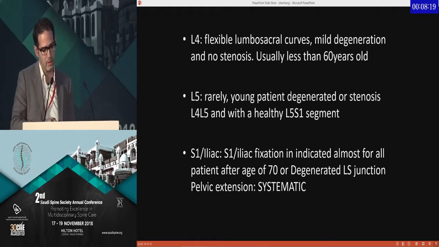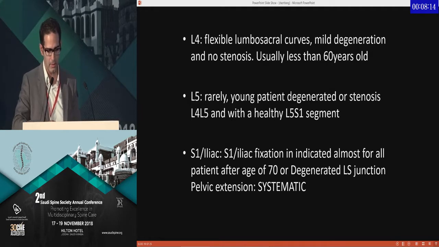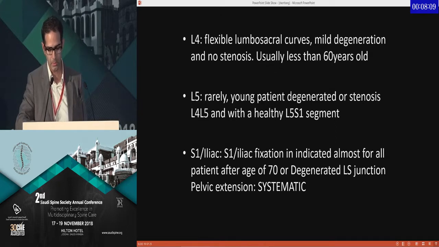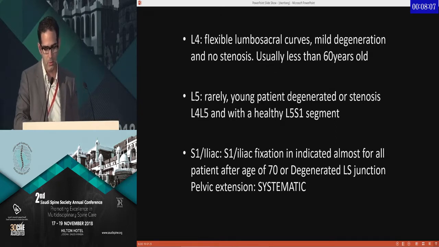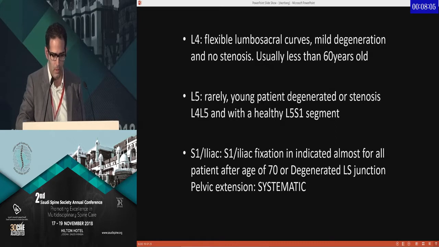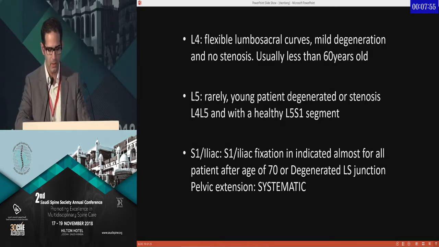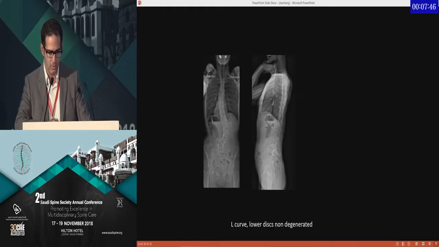L5 is really the lower level of the construct, because it will be the last level, so the only disc would be L5-S1 and there will be very important stress on it, so it's better when possible to avoid it. Otherwise, S1 and iliac fixation is indicated almost for all the patients after the age of 70, or when there is an important degeneration of the lumbosacral junction. In this case, always S1 plus iliac, not only S1. A pelvic extension is mandatory.